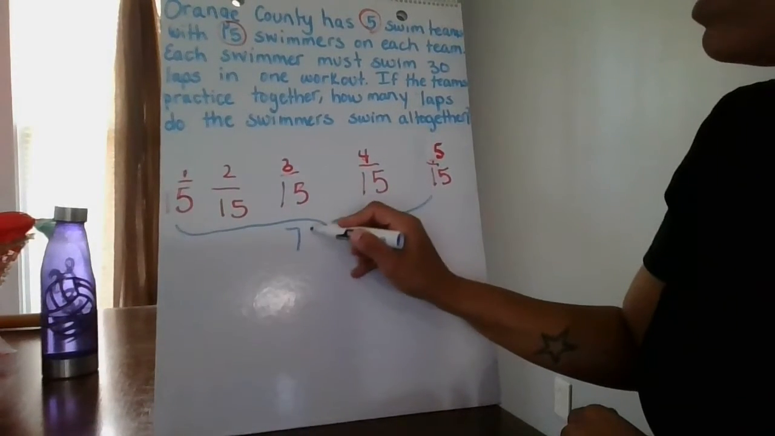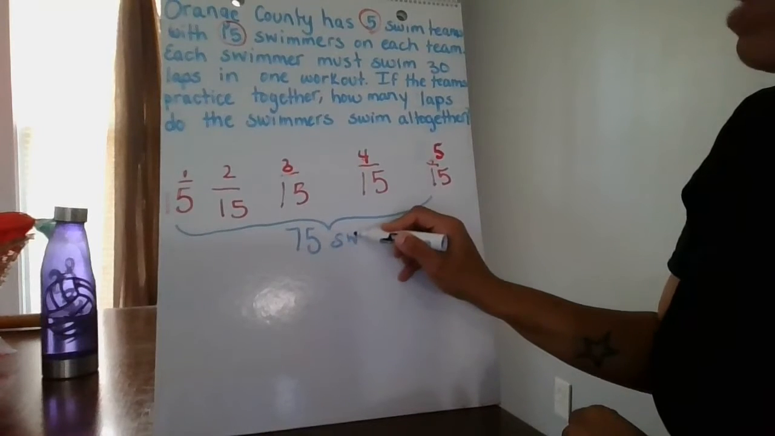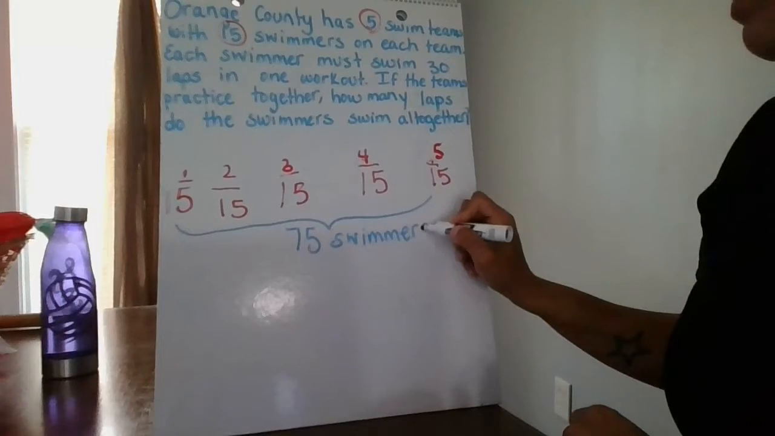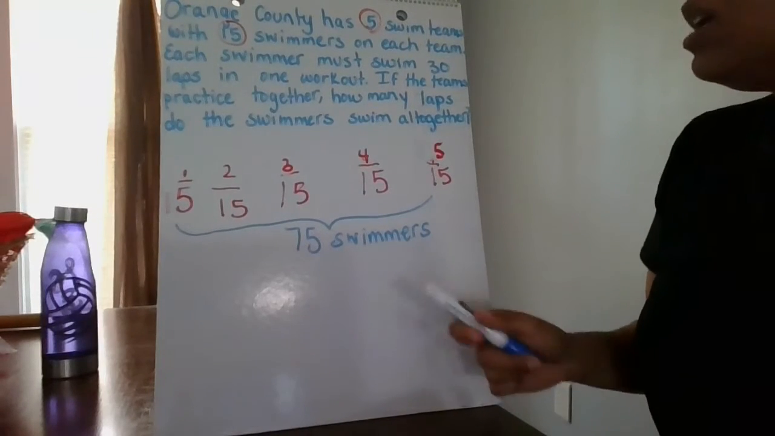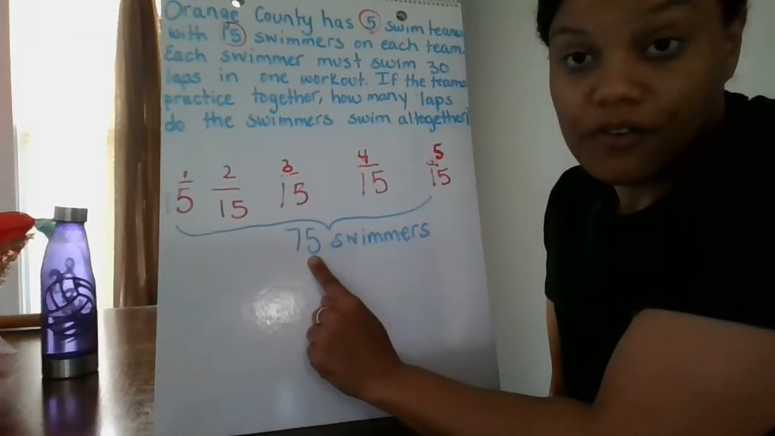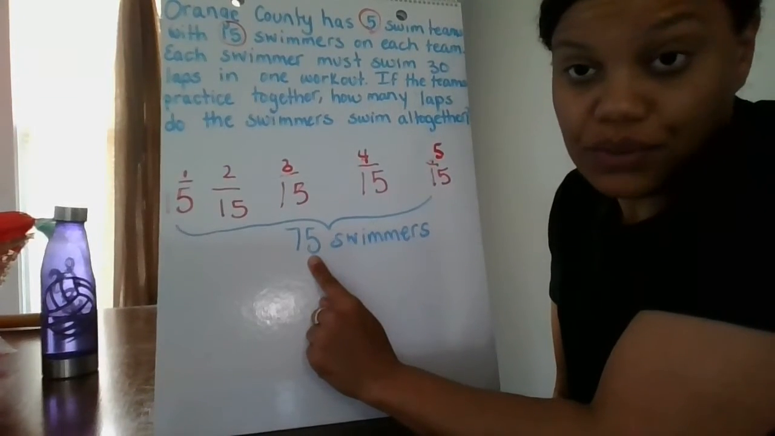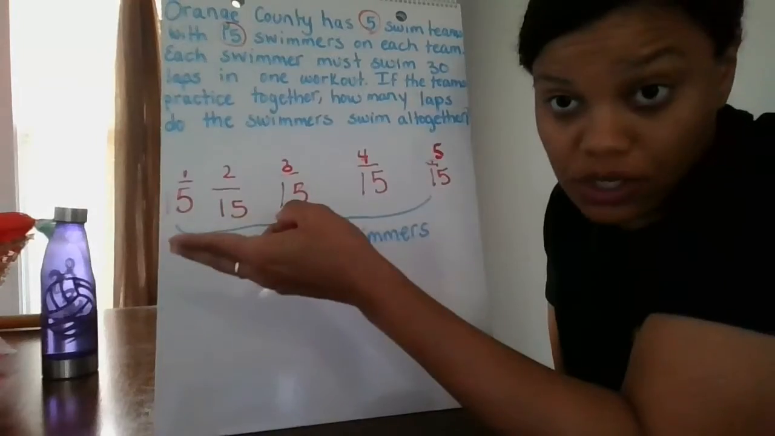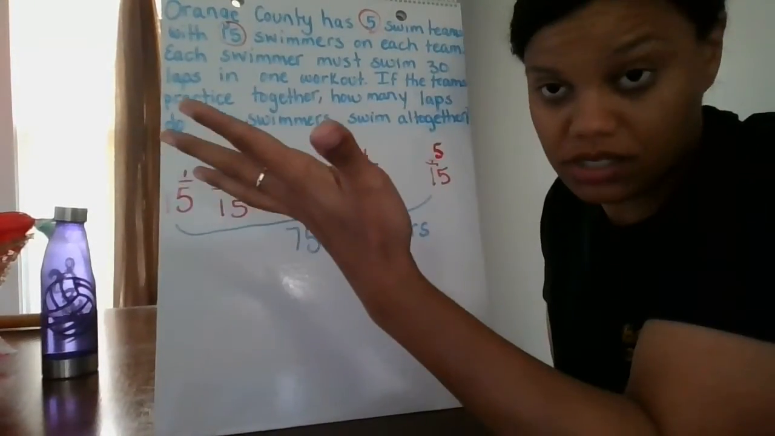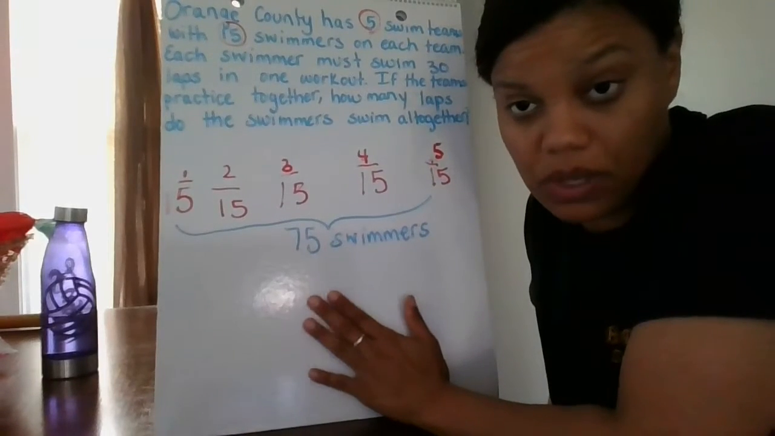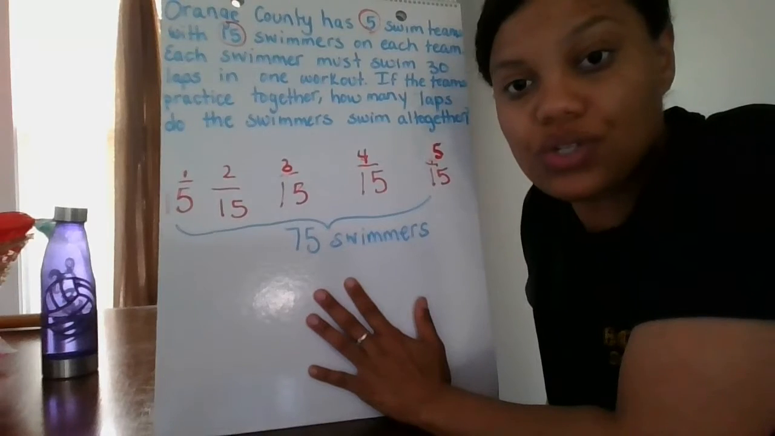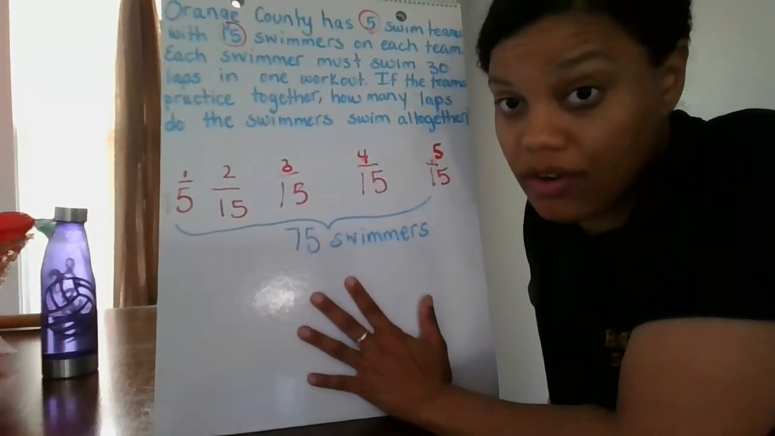Got 75 swimmers. Now, I'm not done yet, though, with the problem, because it's not asking me how many swimmers I have. It's actually asking me that if each swimmer, so that means first person out of 75, they have to do 30 laps. Then the second person has to do 30 laps. And the third person does 30. The 50th person does 30. All the way to the 75th swimmer. They're all doing 30 laps. How many laps are they going to do all together?